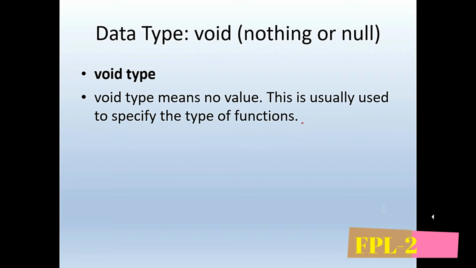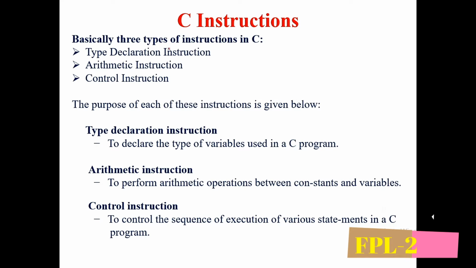And the void. Void stands for nothing, or null, or just empty. Void type means no value. This is usually used to specify the type of a function, not for any variable.